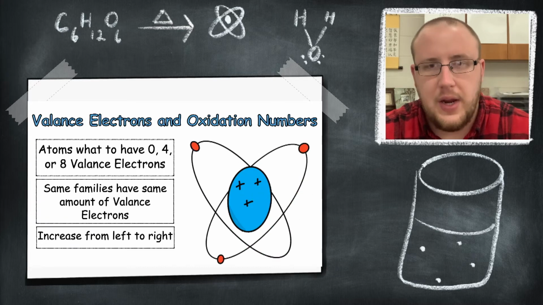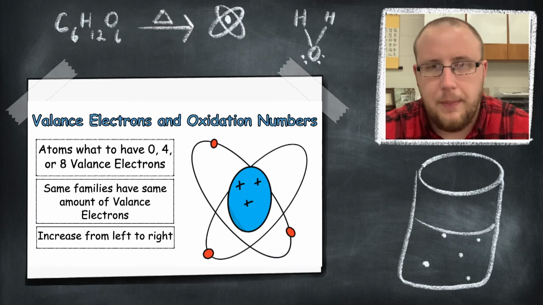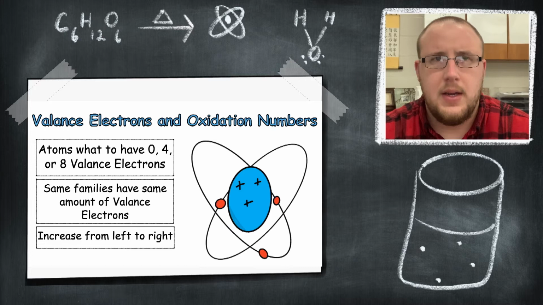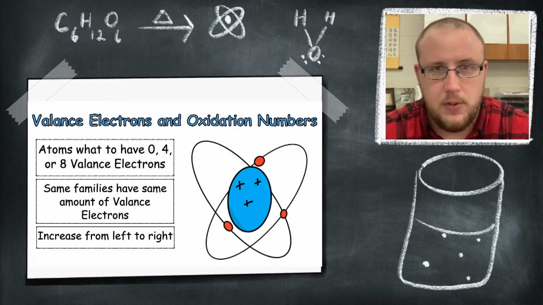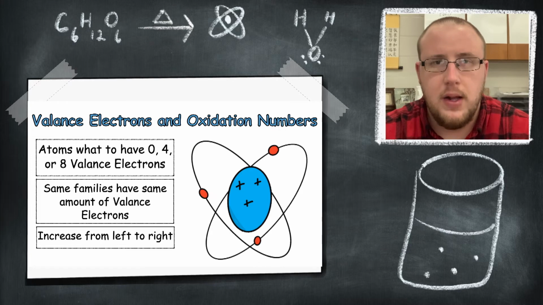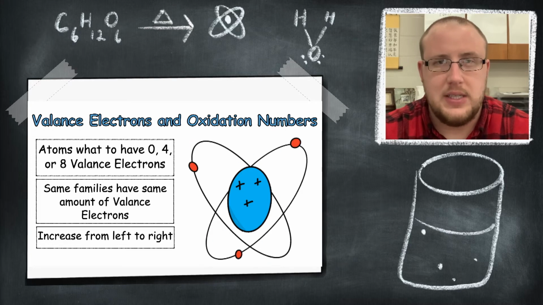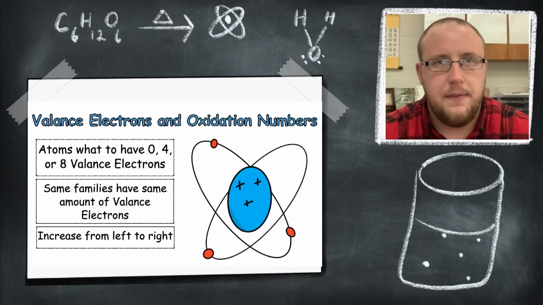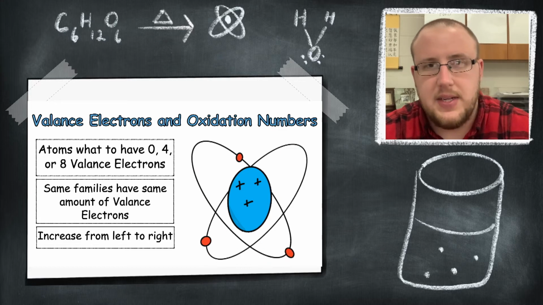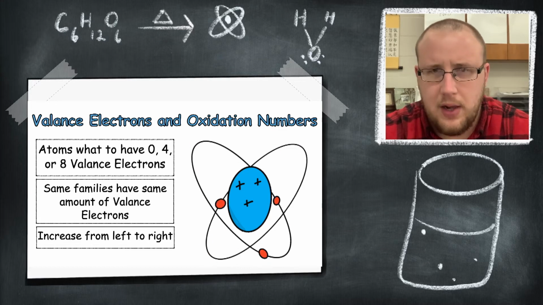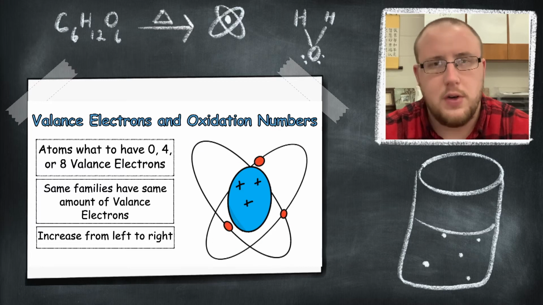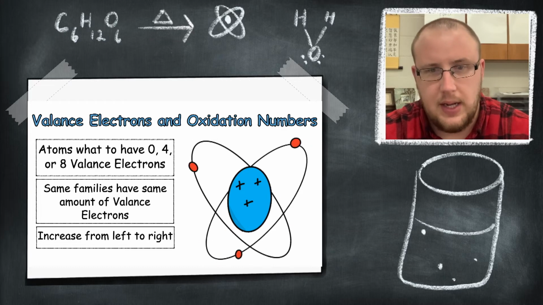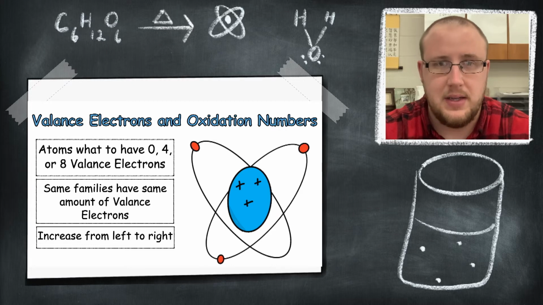Then we're going to talk about our valence electrons and oxidation numbers. Remember, valence electrons are the outermost electrons. We want to have a valence shell that is stable. In order to do that, we need to have either 0, 4, or 8 valence electrons. Those are the most stable forms. Here are some things to keep in mind. Same families have the same number of valence electrons. So all the elements within the same vertical column have the same number of valence electrons. Not the same number of total electrons, but valence electrons.